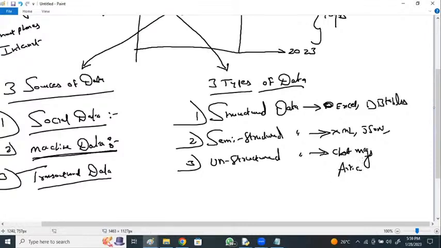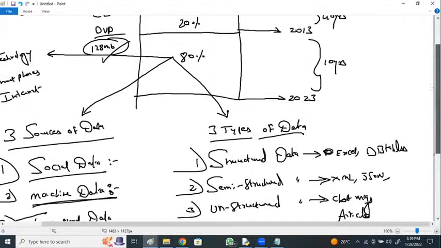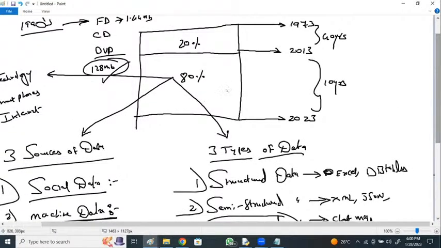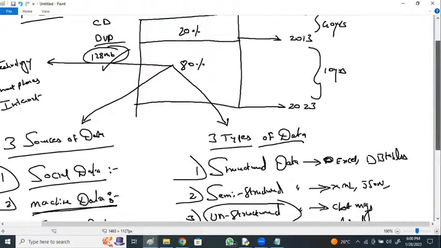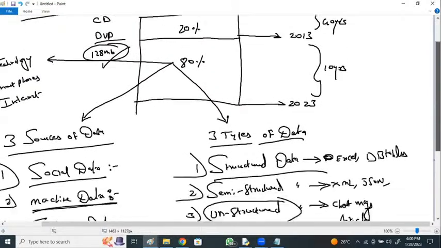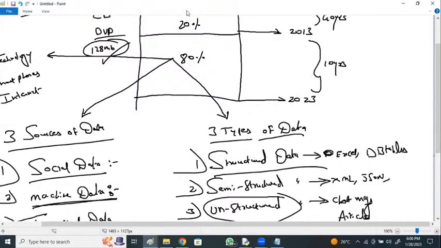articles, images, videos; all this comes as unstructured. The biggest challenge is storing and processing this unstructured data. Today, most of the data generated is in unstructured format. We need proper storage and processing systems to handle unstructured and semi-structured data. Databases can handle only structured data. So Hadoop is a kind of technology which can store and process this huge data.